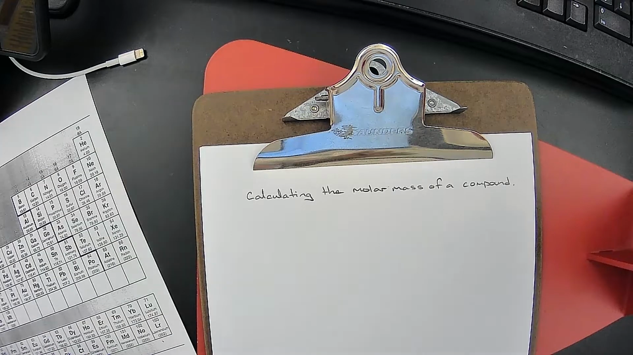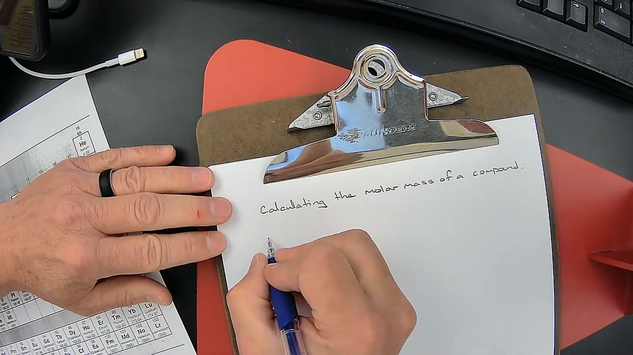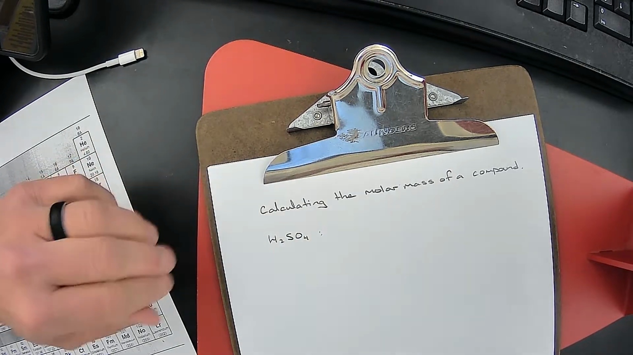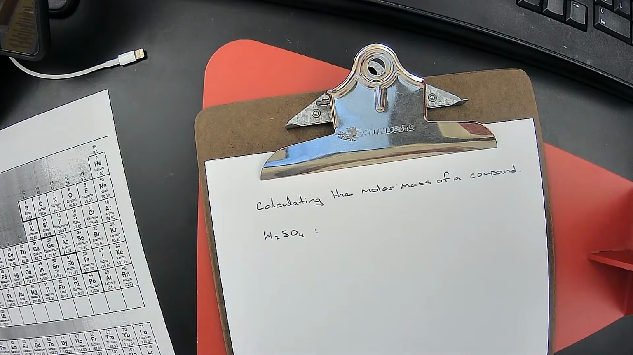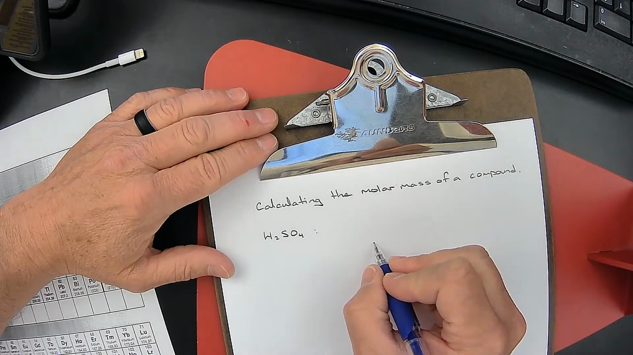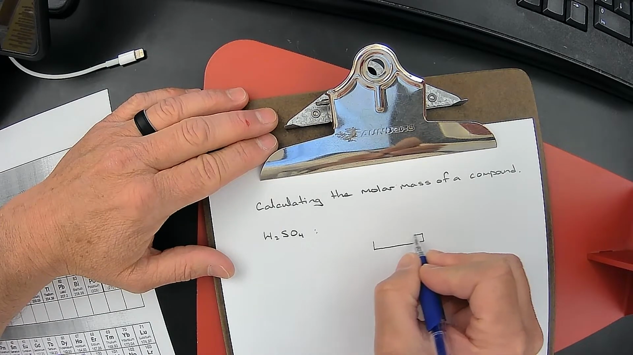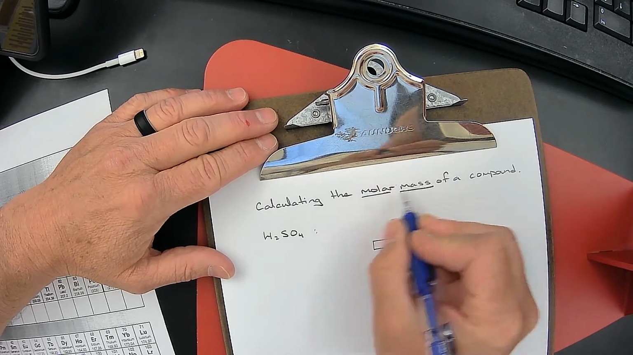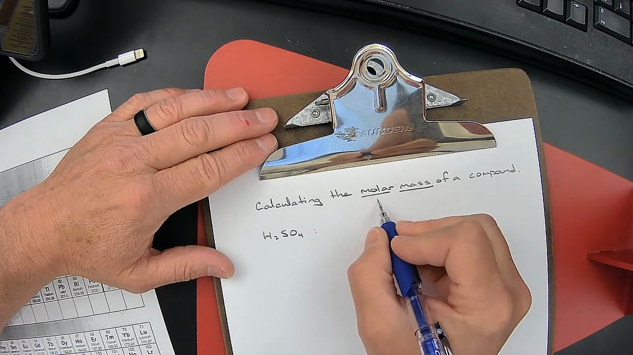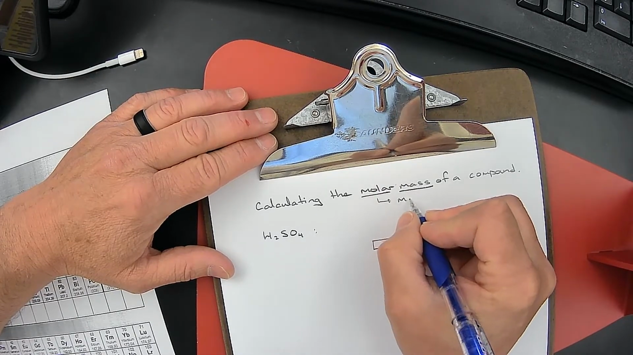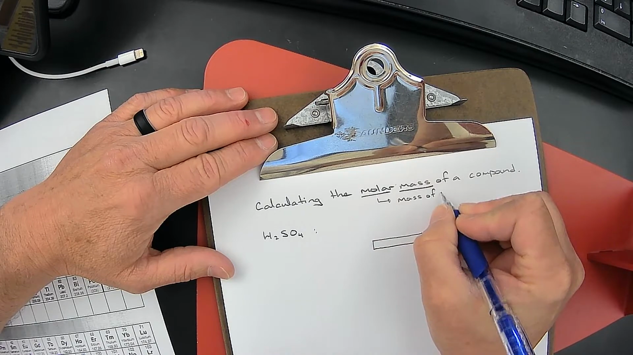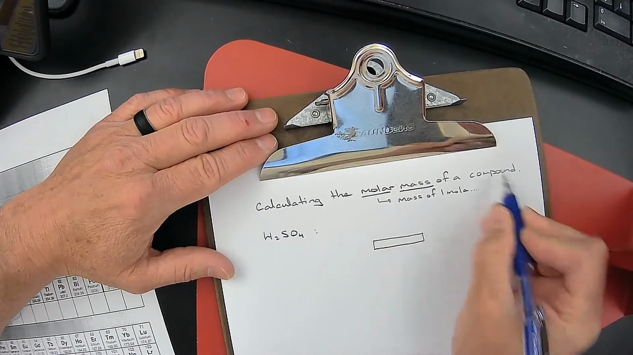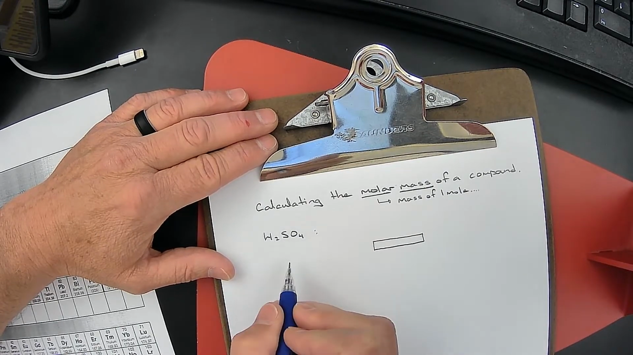So let's say that we've got H2SO4, and we want to calculate the molar mass of H2SO4. The first thing that I do want to remind you of is that the molar mass is simply the mass of 1 mole. So the molar mass is the mass of 1 mole, and it's 1 mole of whatever you have. So 1 mole in this case of a compound, and the compound is H2SO4.